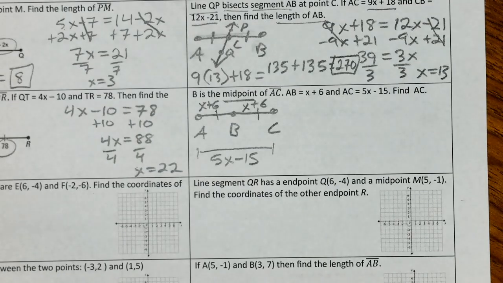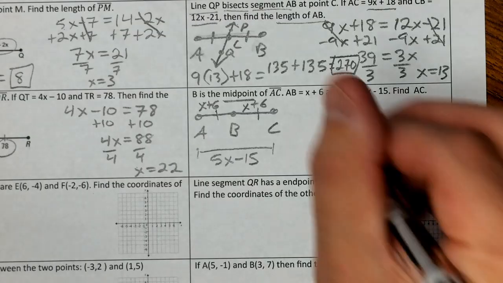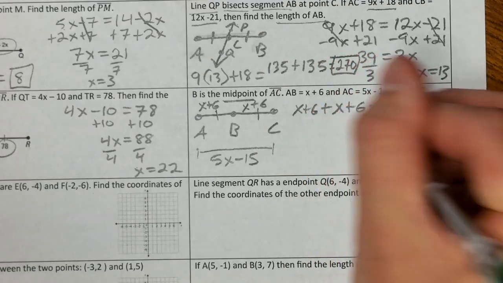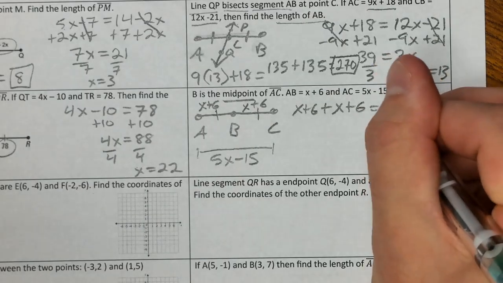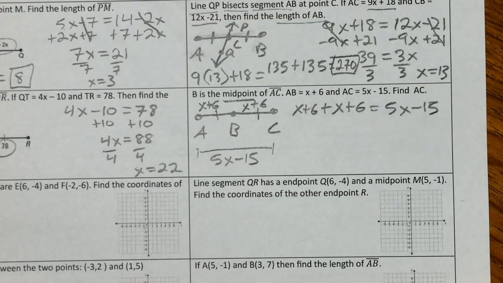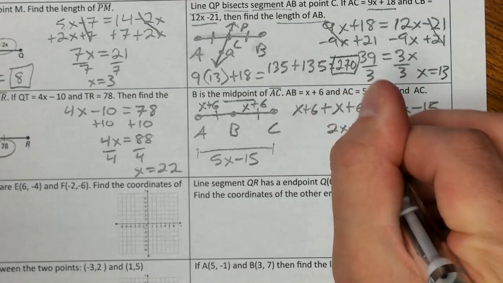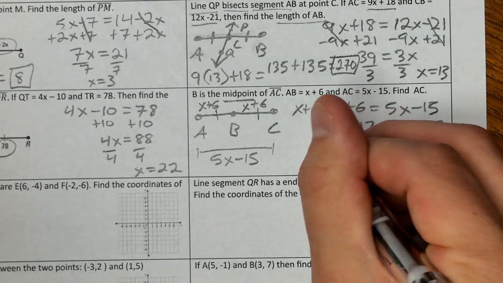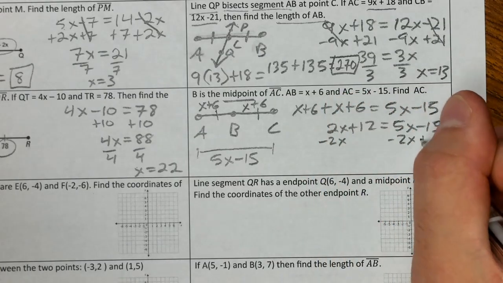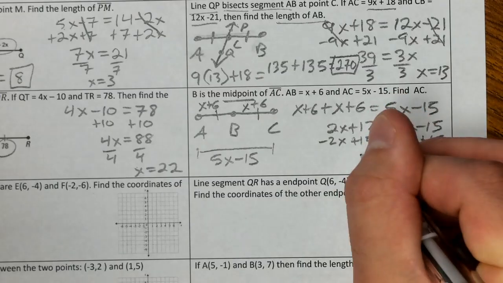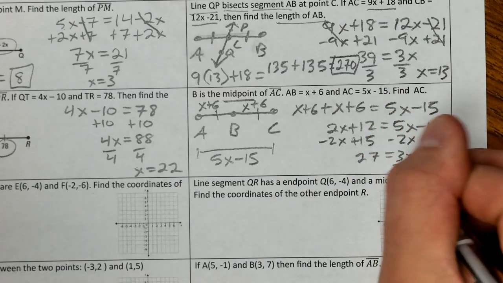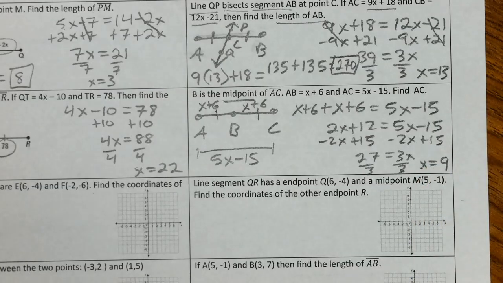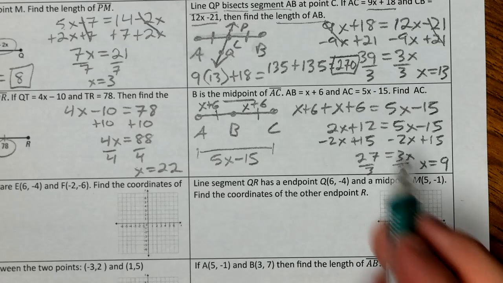So I've got x plus 6, and the other part is also x plus 6. Now I can do part x plus 6 plus my other part x plus 6, and it's equal to the total 5x minus 15. Now I'll just solve for x. I get 2x plus 12 after combining. And then I'm going to do two steps in one. I'm going to subtract 2x from both sides, and I'm going to add 15 to the other. That's going to give me 27 is equal to 3x, and then I divide by 3 to get x is equal to 9.